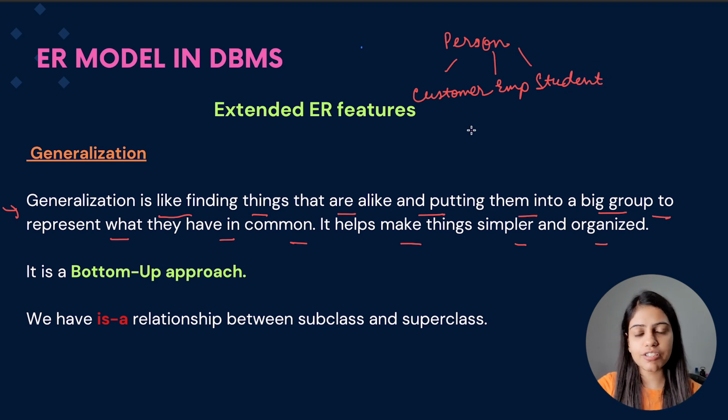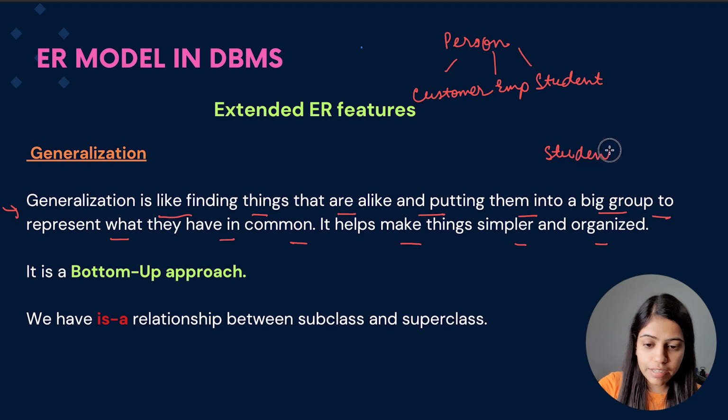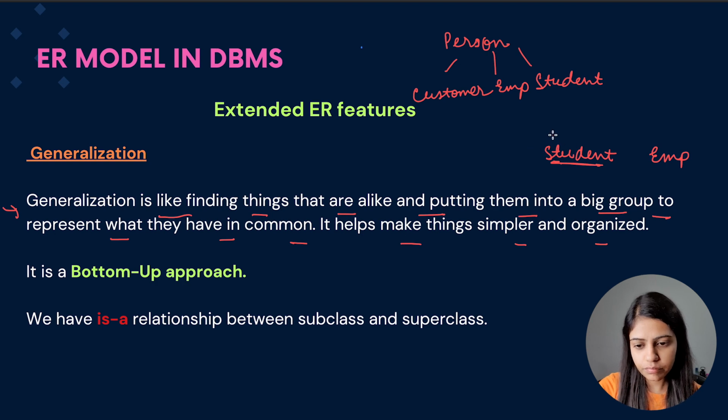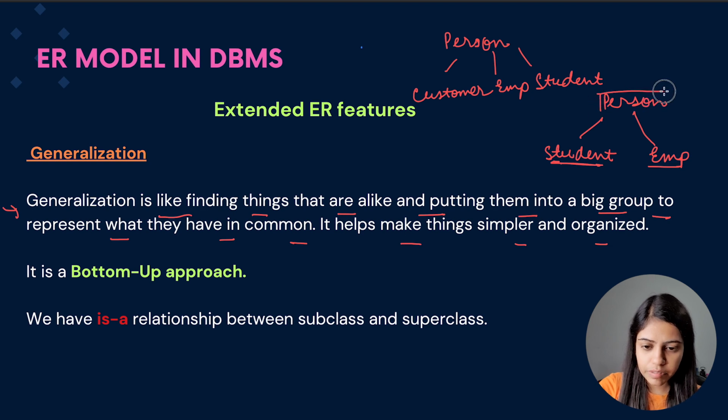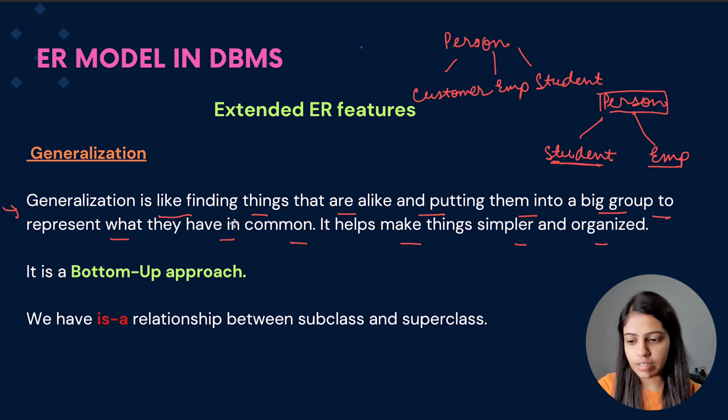Now in generalization, consider that we have these subgroups, student and employee. Student may have some attributes like name, age or something like that. Employee may have some attributes as well. So what we do is we make a higher level entity, that is person, which would have the common things in student and employee.